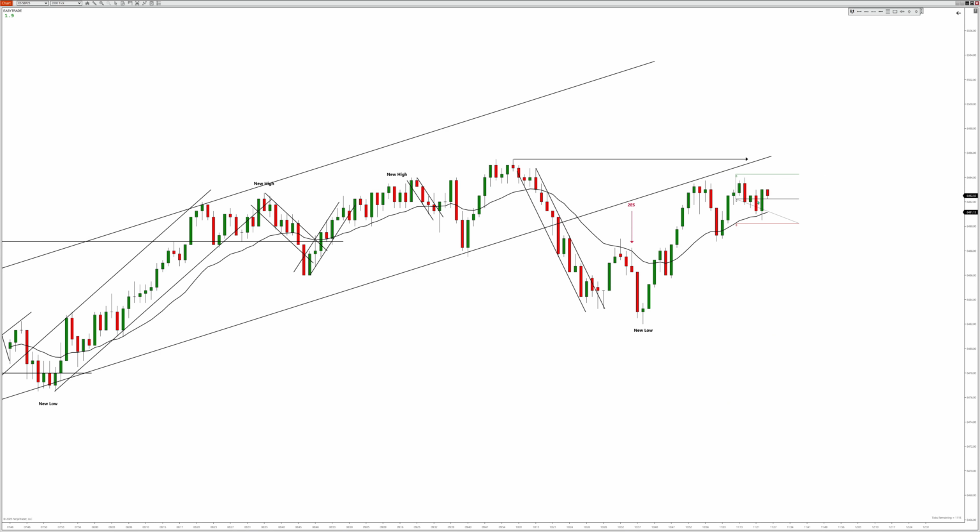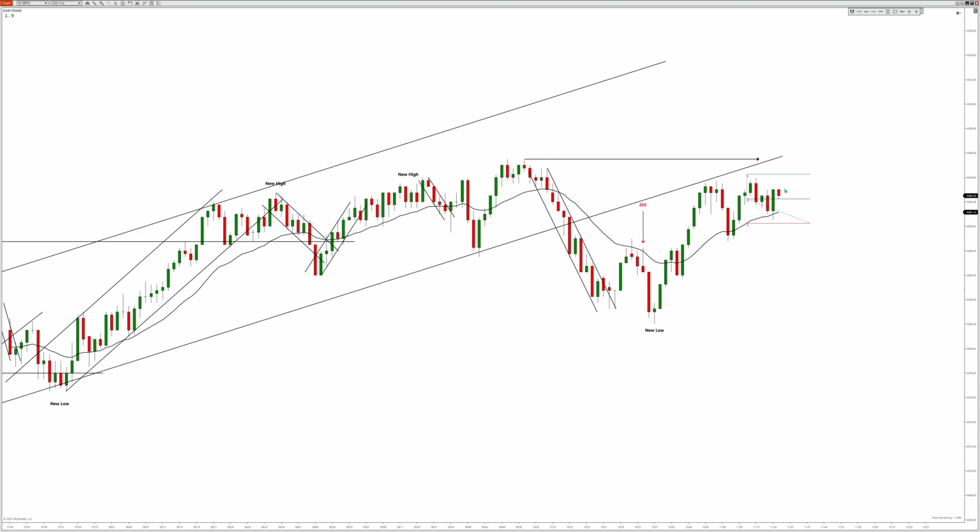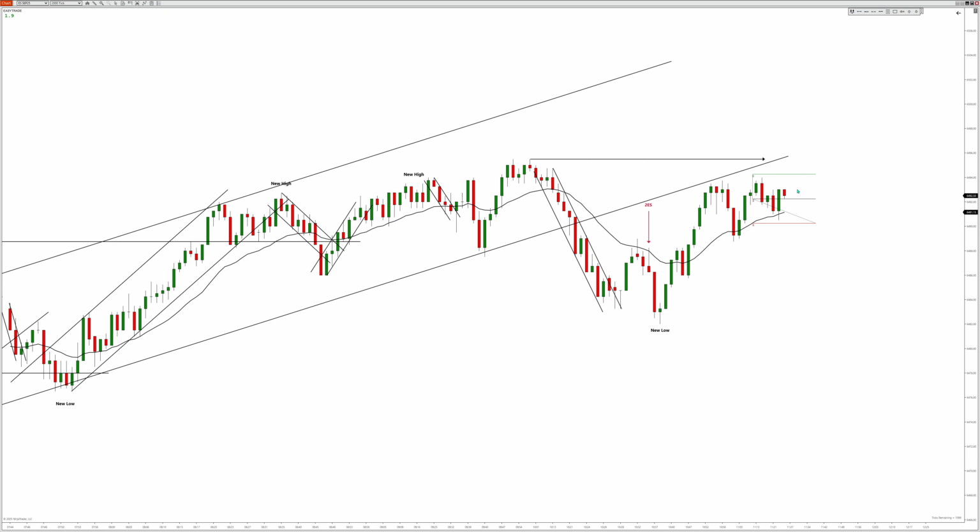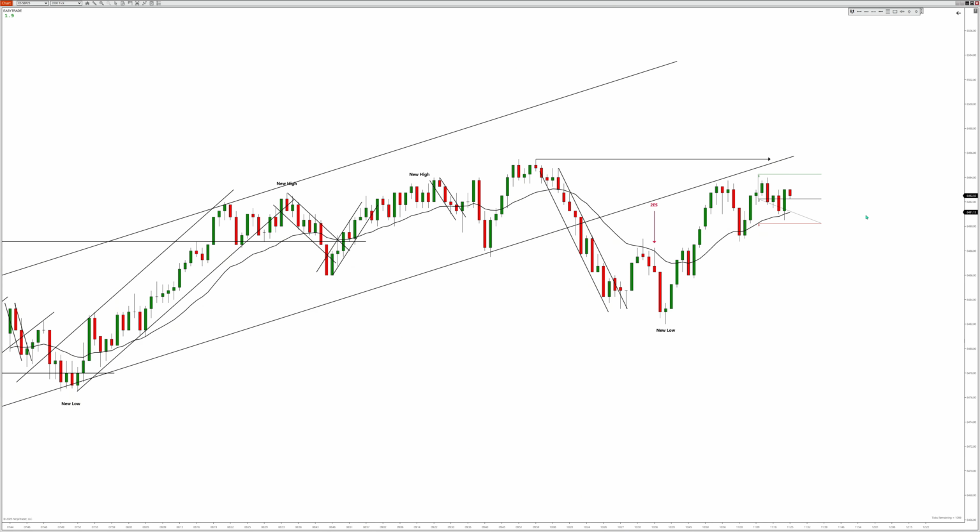Alright guys, we have a nice second entry long here. You can see new high, first entry long, pull back, second entry long. Once we get a trigger above this bar, I'm going to go ahead and put my limit order in here at 8 ticks. But we have yet to trigger above, so I've got to wait for that before I consider entering this trade.